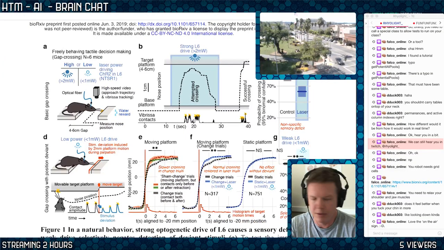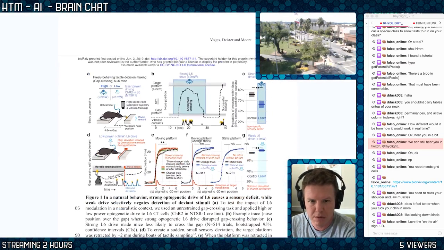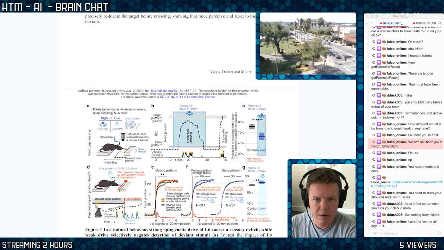And they're going to optogenetically break that into two: a weak stimulus input and a strong one. So they're going to weakly activate layer 6, and they're going to strongly activate layer 6. And there's some limit to which they say that.